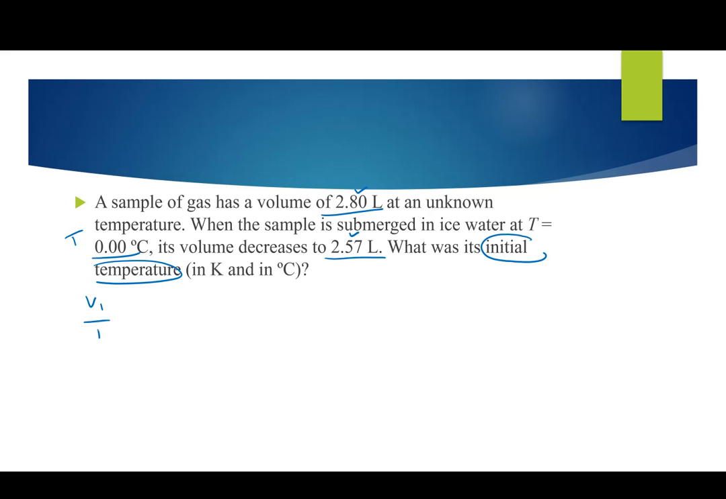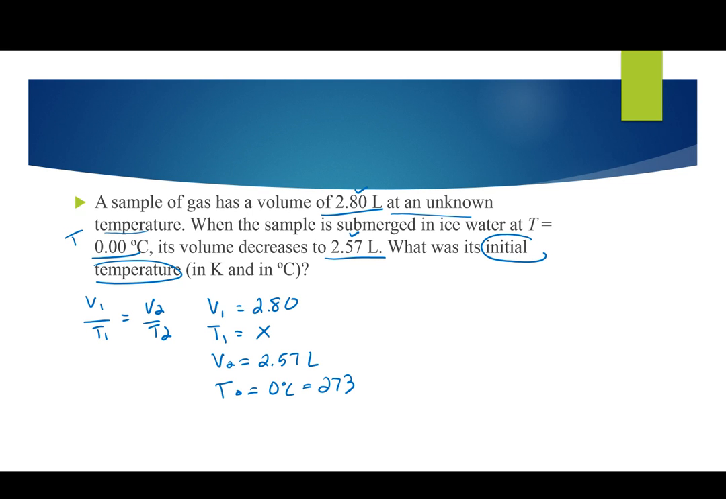So my equation is V1 over T1 equals V2 over T2. V1 is going to be 2.8, but T1 is my unknown because it's asking what was the initial temperature. If you read up here, we have 2.8 liters at an unknown temperature. So we don't know the temperature of that 2.8 liters. That's my unknown. V2 is 2.57 liters. T2 is 0 degrees Celsius, but you can't use degrees Celsius in these gas laws. You have to convert it to Kelvin, so it's 273 Kelvin.